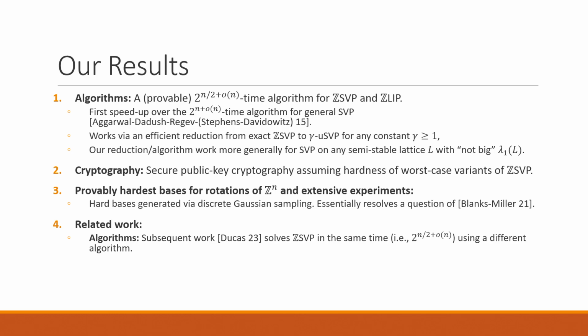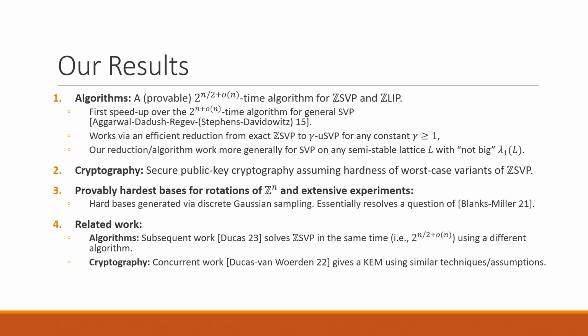So, related work. In terms of algorithms, things that are directly related to what I want to talk about here: Leo, who's sitting right here, came up with an algorithm for solving ZSVP that runs in the same time as the algorithm in our paper. It runs in 2 to the n over 2 time, but it uses different techniques. I think it's a really interesting question to see whether it's possible to combine our techniques and his techniques to do even better. In terms of cryptography, Ducas and van Woerden in 2022 gave a KEM rather than a public key cryptosystem, but using similar assumptions and techniques.